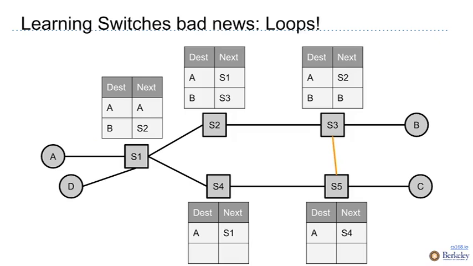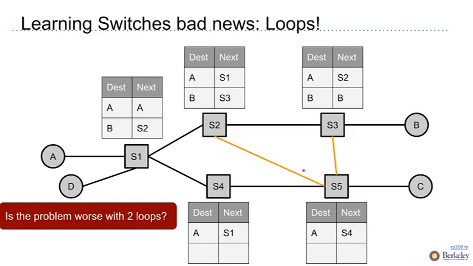Okay, so we remember from lecture that this is all good until we actually have loops. And here, if we introduce the additional link, we now have a loop, and this causes a problem. The problem is that if A sends something and S1 ends up flooding, or if D sends something and S1 ends up flooding, then this flooded packet is going to go around and around in our network.